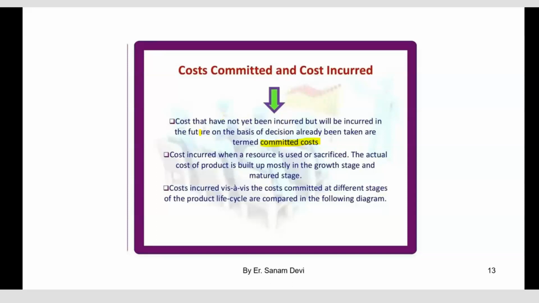Okay. Means the decision already taken by management, that one is known as committed cost. Cost incurred is when a resource is used or sacrificed. The actual cost of the product is built up mostly in the growth stage and maturity stage. Cost incurred and cost committed at different stages of the product life cycle are compared in the following diagram.